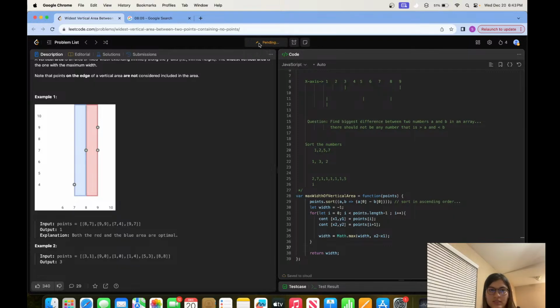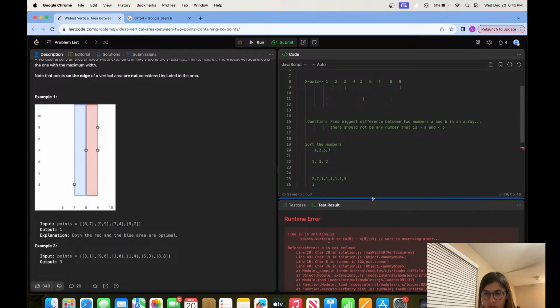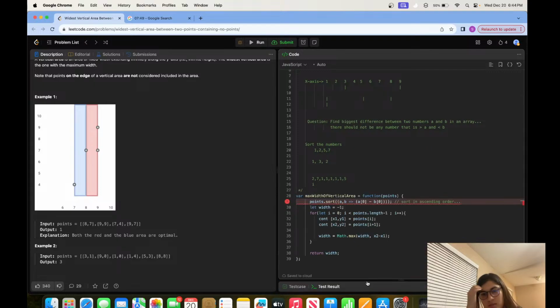It cannot be this easy. What is wrong? Points dot sort a b, what is wrong? Sort in ascending order. A is not defined. Points dot sort.